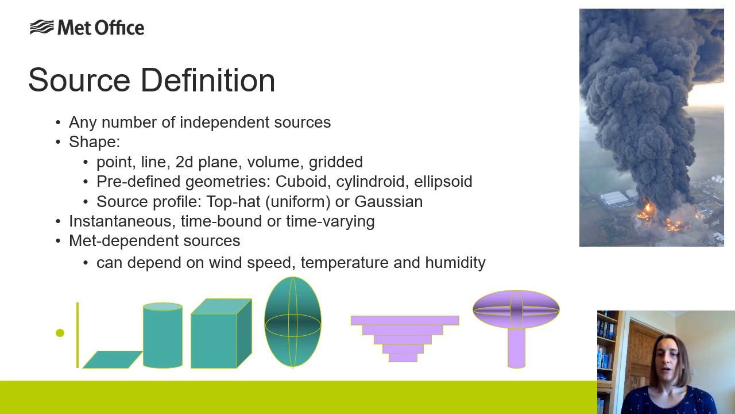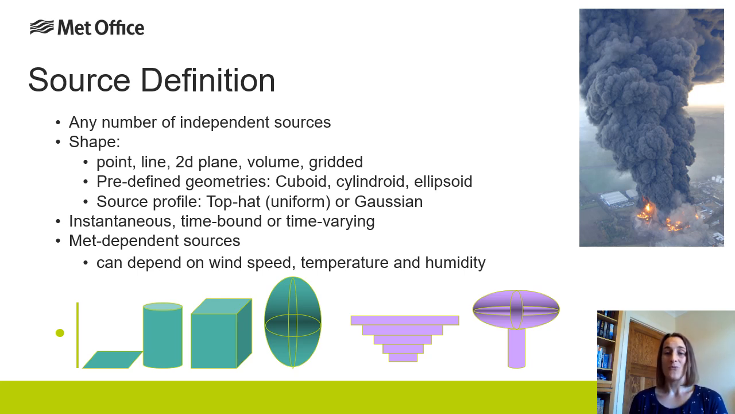Or if you know that you have a buoyant plume, but you just want to represent it quite simply, you can start to build up a series of sources to give you some sort of shape and structure. And these sources can be instantaneous in time, you can give them a time duration, or actually you can also make them vary in time. And so the source in some ways can be as complex as you're able to define it. And this is also one of the biggest sources of uncertainty in the model.